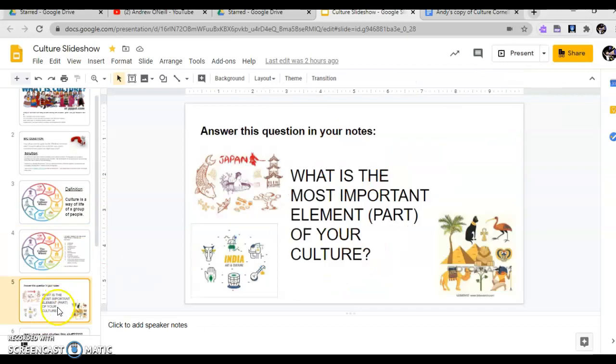When we're in class, we're going to answer this question and think about what is the most important element or part of your culture. I have some different pictures representing it here, but in some cultures, people say their pets. People say their religion. People say family. There are so many different answers to this, and I can't wait to hear yours.